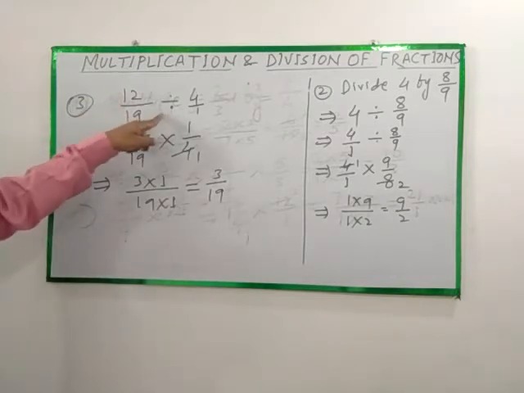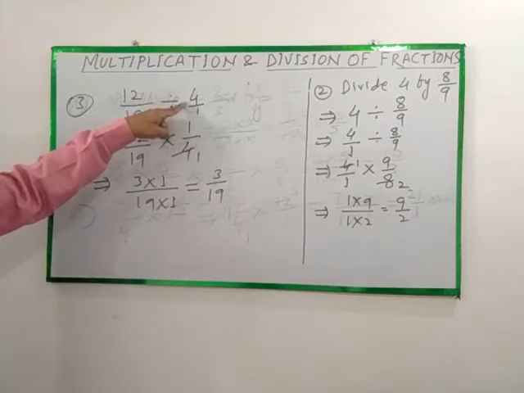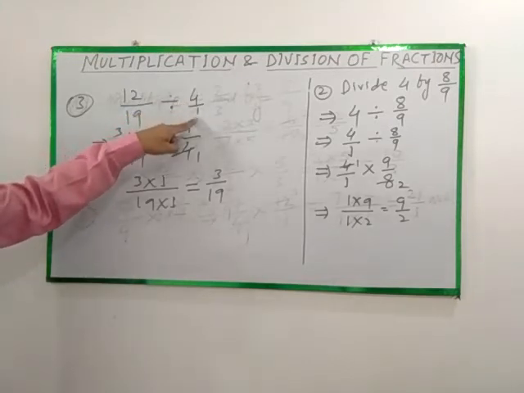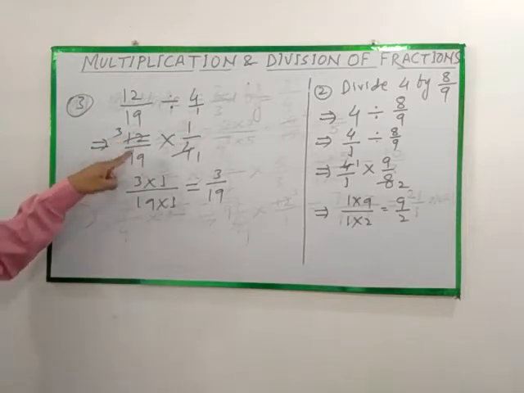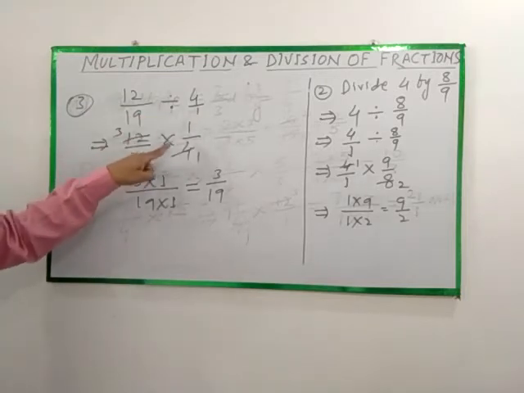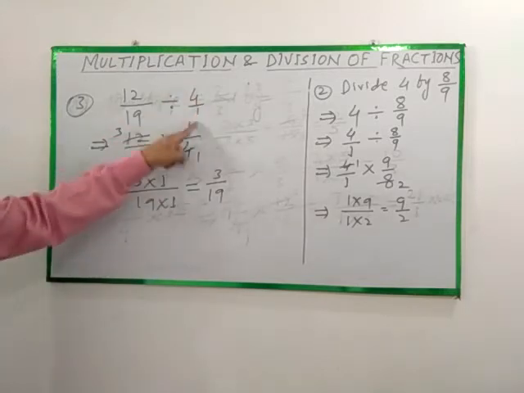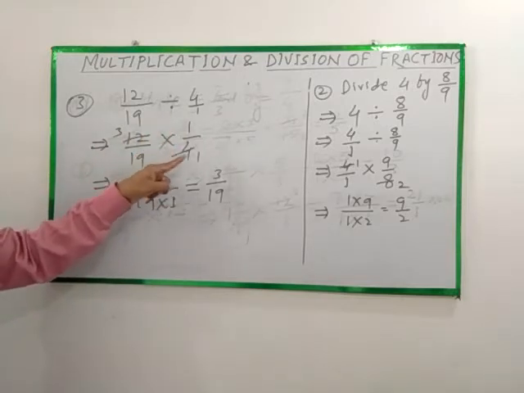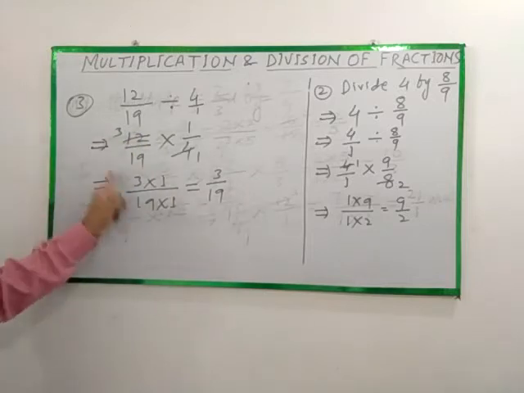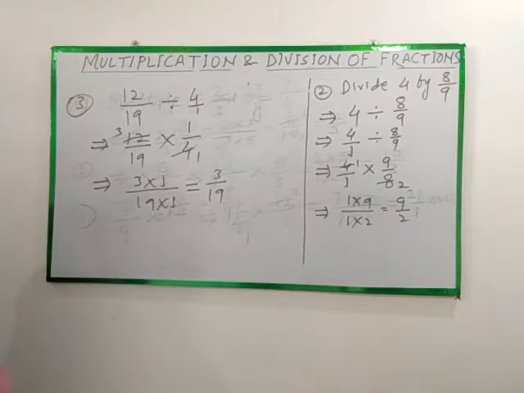12 upon 90 divided by 4. You can write 4 as 4 upon 1. Now 12 upon 90, change the sign and invert the fraction 4 upon 1 to 1 upon 4. Then we can cancel out by 4. 4 ones are 4, 4 threes are 12. So 3 into 1 is 3, and 19 into 1 is 19. 3 upon 19.